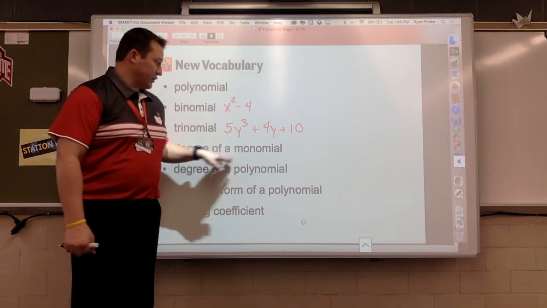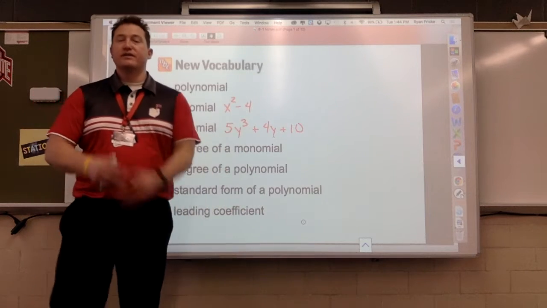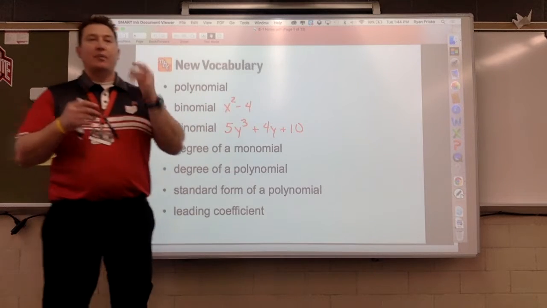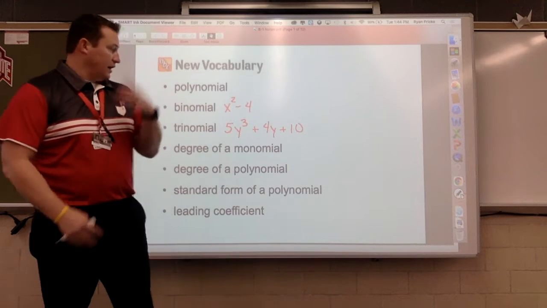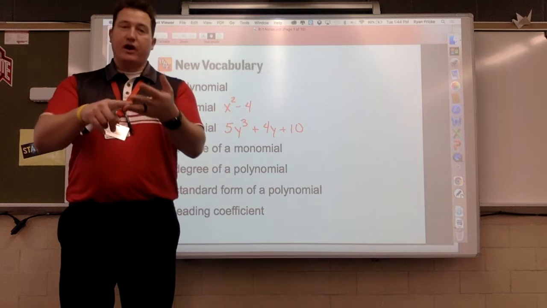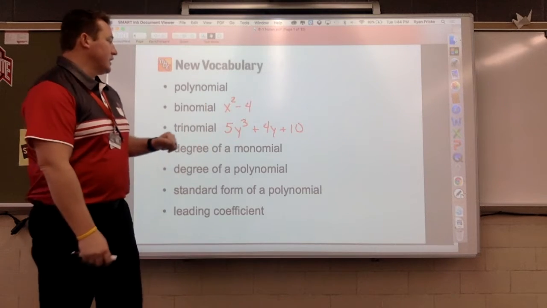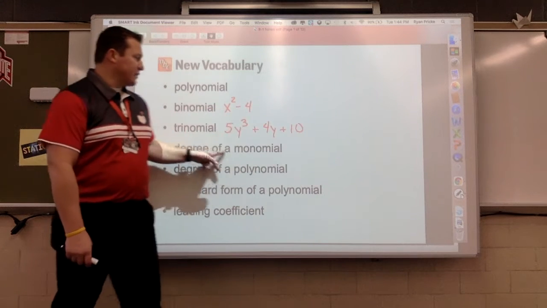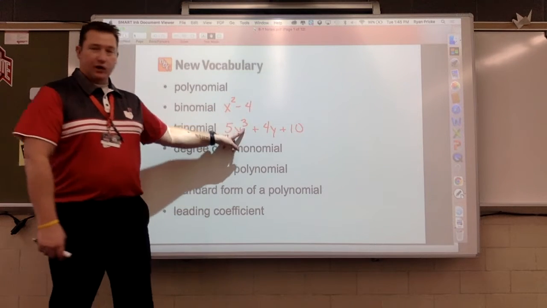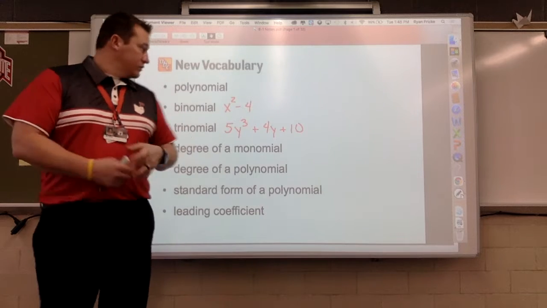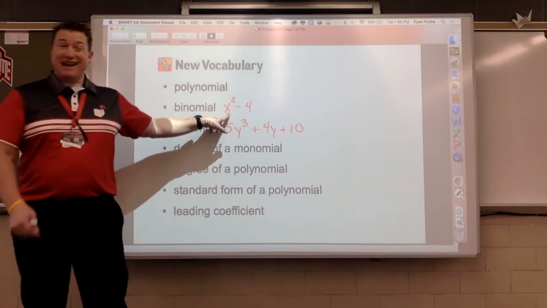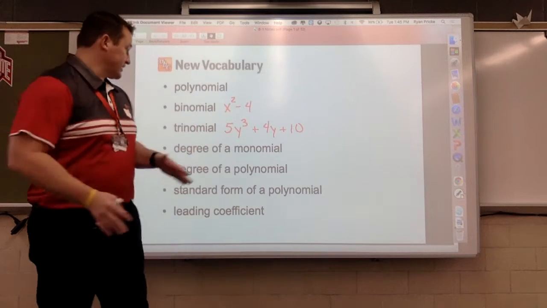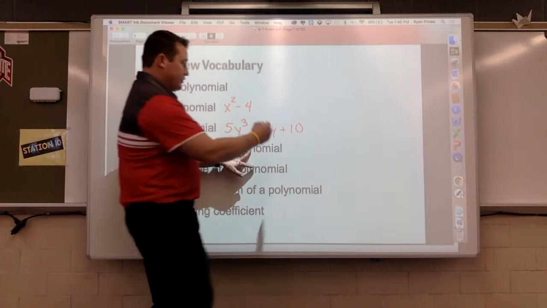Degrees, right? I don't know why they put degree of a monomial, degree of a polynomial. It's really the same thing. We're looking for the highest power of the binomial, trinomial, polynomial, whatever it is. So if we look back at my trinomial here, the highest power is right here. So this would be a third degree trinomial. This one here would be a second degree binomial. Monomial, of course, is just one term. So I'll write you a monomial here.